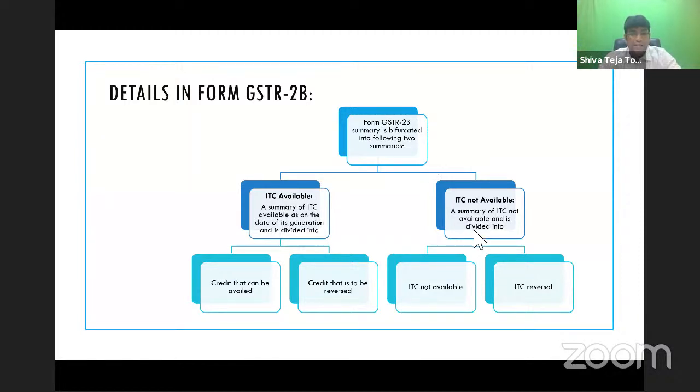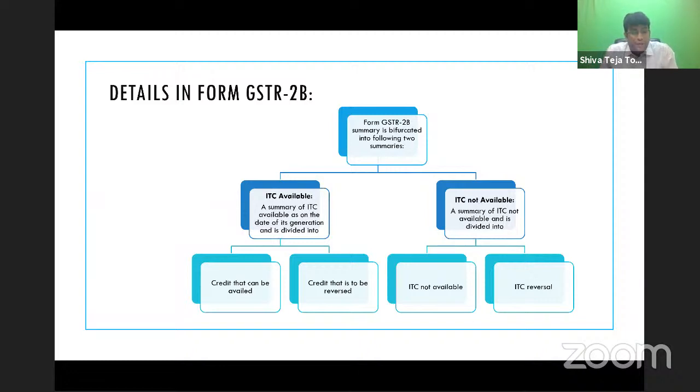So what are the columns there, guys? ITC available: summary of ITC available as on the date of its generation, and it is divided into credit that can be availed and credit that is to be reversed. And ITC not available, which is divided into ITC not available and ITC that is to be reversed. Clear? Done.